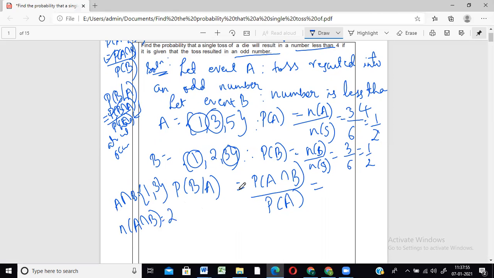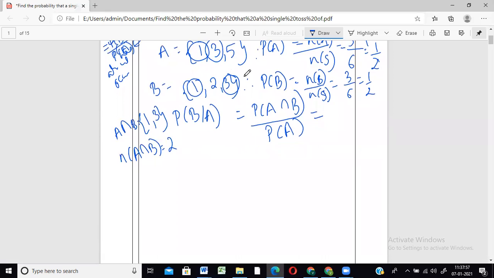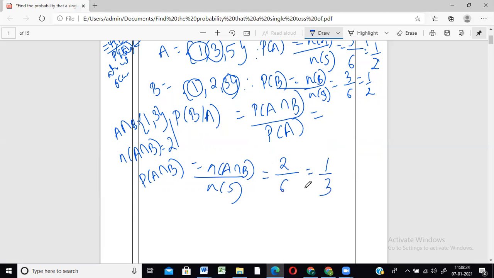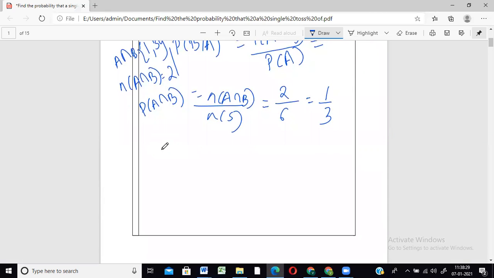Okay. So now what will be probability of A intersection B? This is what we want, correct? This is the major formula that we have. So this is what we want. So probability of A intersection B will be equal to n of A intersection B upon n of S. That is nothing but n of A intersection B means number of elements in the intersection. How many are there? 2 upon number of elements in the sample space. So that is equal to 1 by 3. Alright. So now we have got almost everything. Yes, we have got everything.